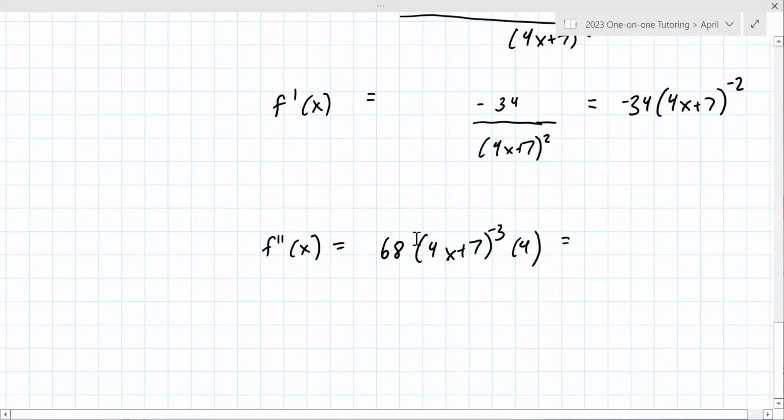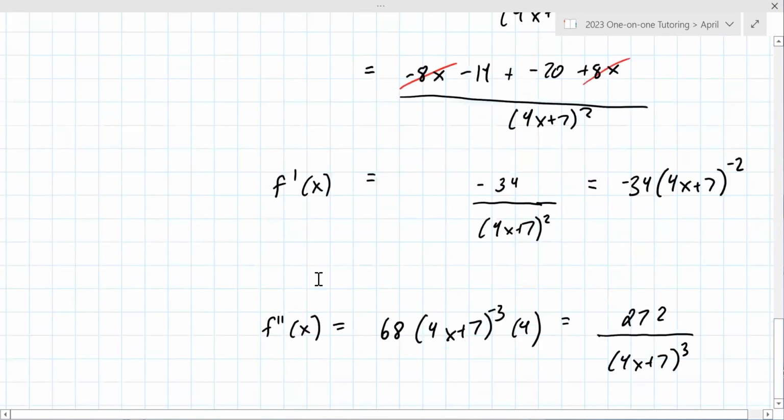The numbers might not work out nicely, because this would be no calculator here, but still do. Okay, let's see here. 4 times 68, 4 times 70 is 280 less 8, 272 over (4x plus 7) cubed, something like that. Okay, so what is your comfort level with quotient rule?